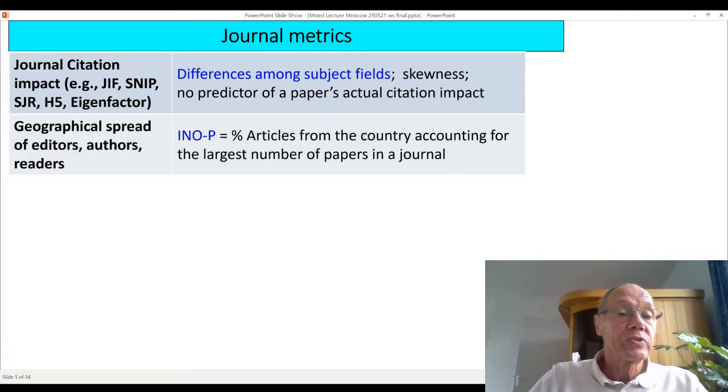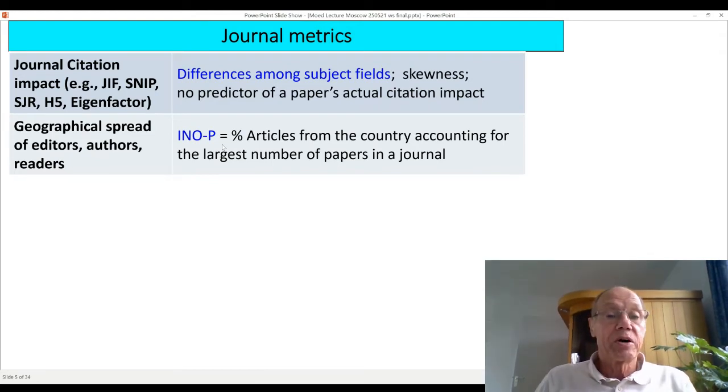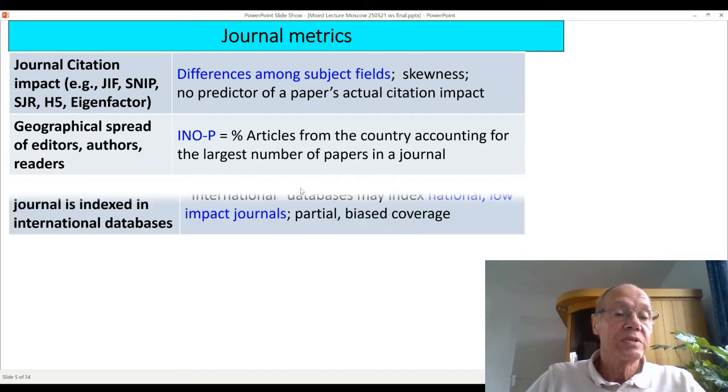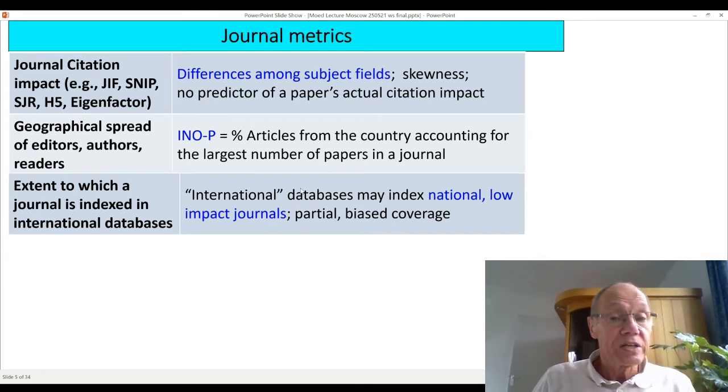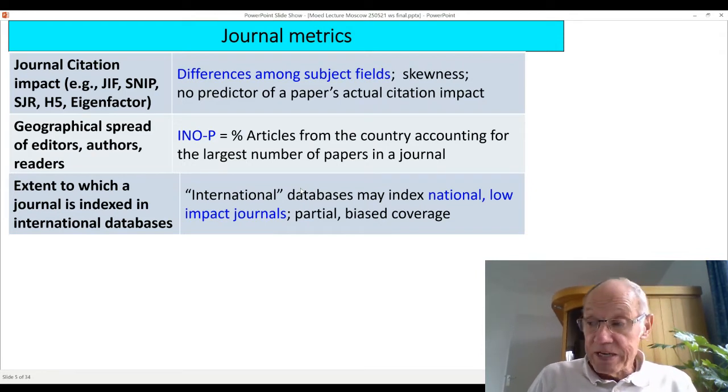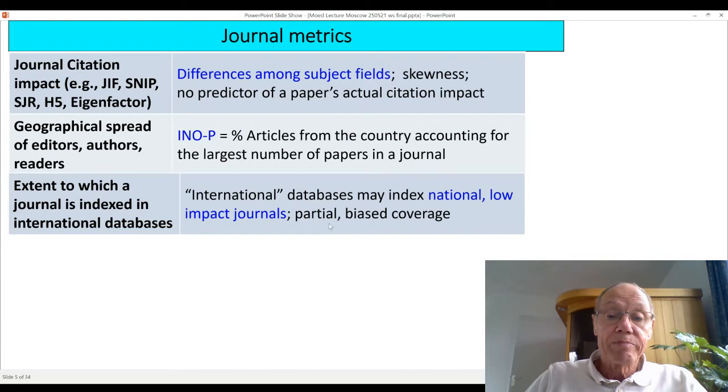A second group of metrics relates to the geographical spread of editors, authors, and readers. And in one of the next parts of my lecture, I will speak about one particular measure, the measure of national orientation, which is defined as the percentage of articles in a journal from a country that accounts for the largest numbers of papers in the journal. And I will give more examples later on. Then there are also metrics related to the extent to which a journal is indexed in international databases. And the point that I will make later is that international databases may index national low-impact journals as well, and that the coverage can be partial or biased.